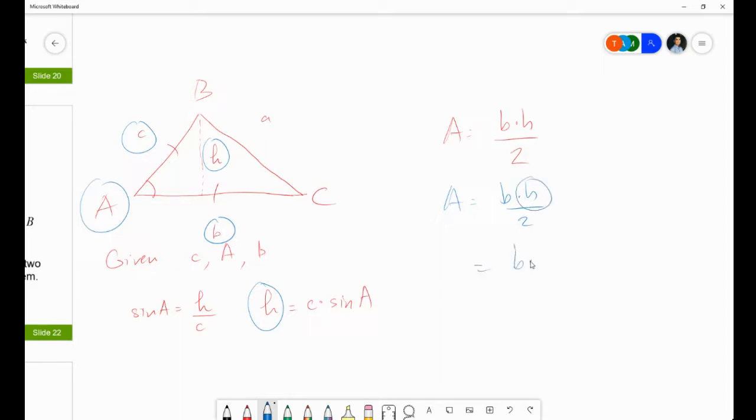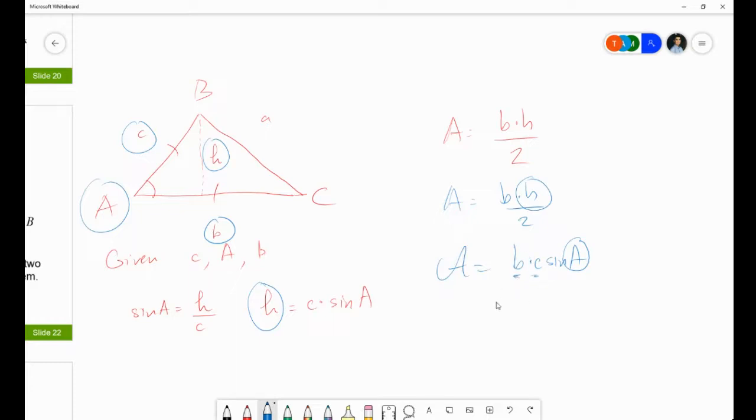So I do B times C sine A. And this is the area given side, angle, side. So let's look at what is used here. You notice that we are given angle A, side B, side C.